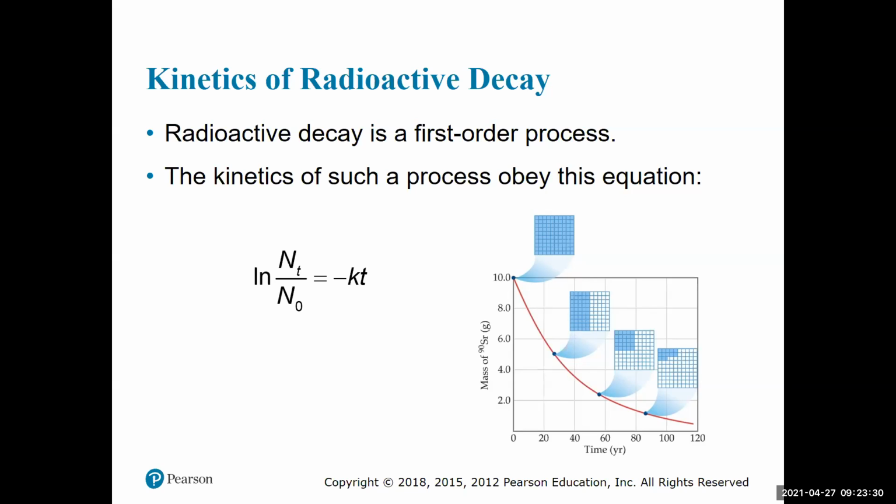And so that's because radioactive decay is a first order process. And so there's our equation for a first order process, which I know everyone remembers because we did the kinetic stuff a while back. And if you don't remember it, that's okay. You'll refresh your memory in time for the final.